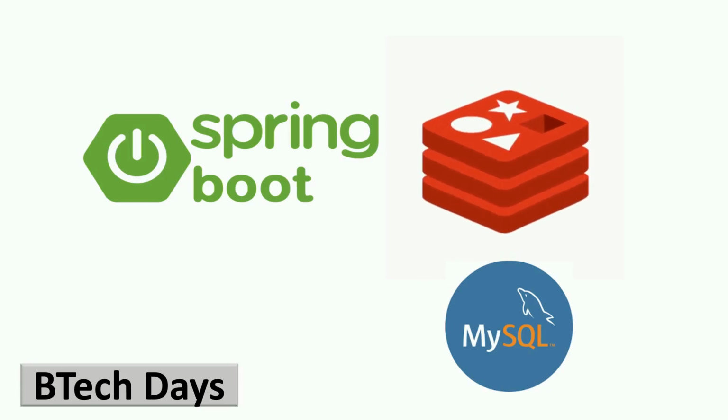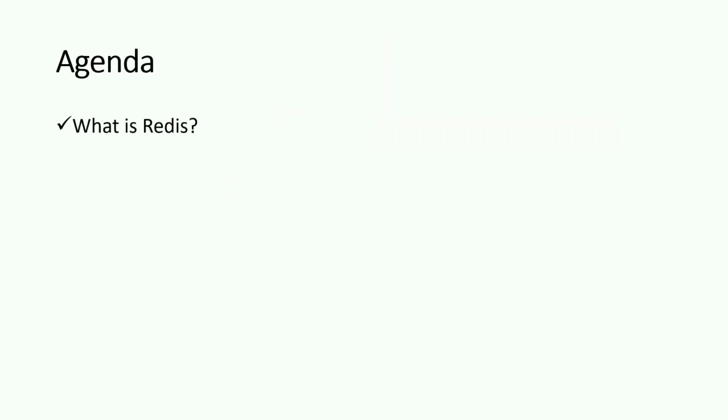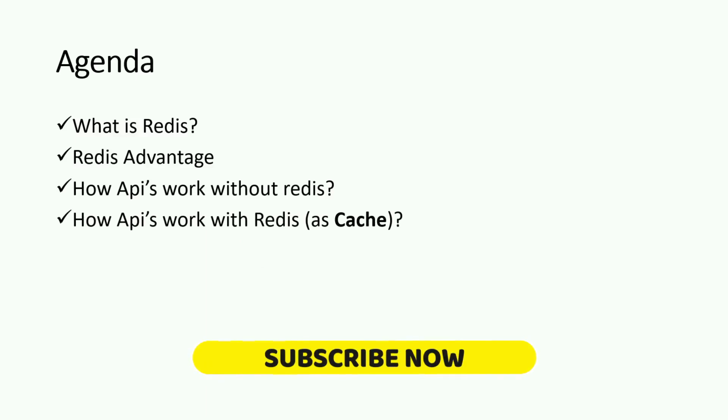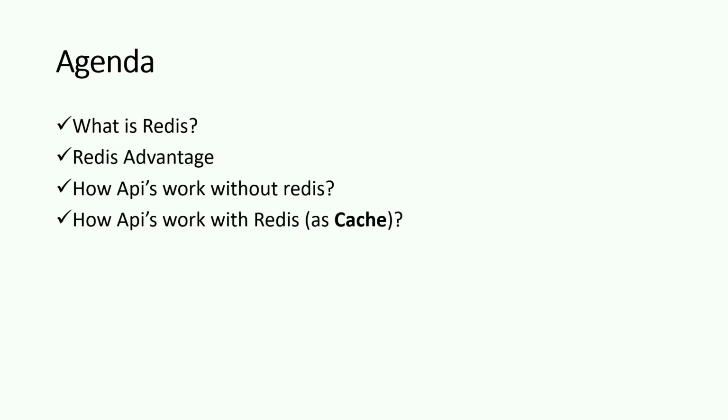Let me just discuss the agenda for today's video. First, we will learn what Redis is and the Redis advantages, how Redis enhances our APIs and makes them faster, because in today's world everything is about speed. If I want to fetch data, it should be faster. Next, how APIs work without Redis. After that, we will learn how APIs work with Redis. Redis is a memory database and we can use it for multiple purposes. We are going to use it as a cache in this series.